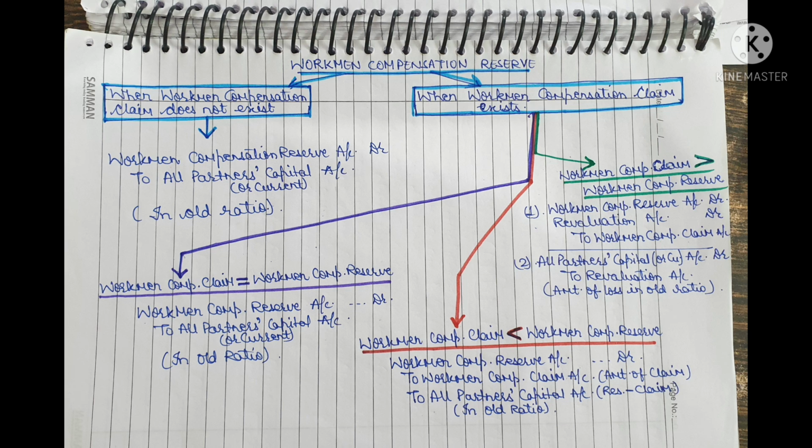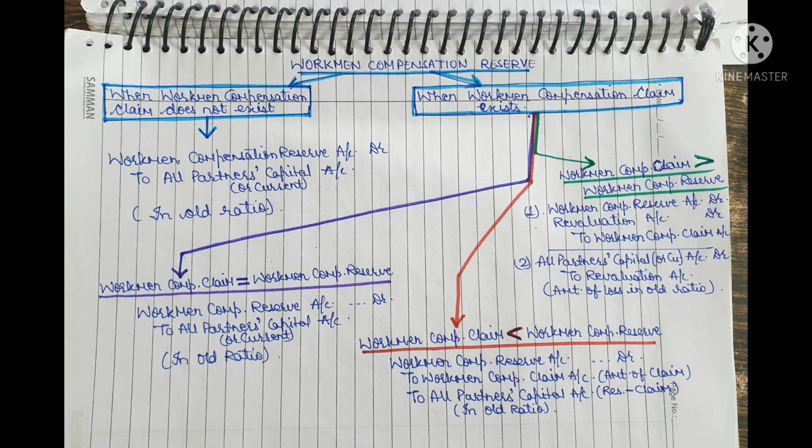Now the last situation which can be in the question is when the workmen's compensation claim is more than workmen's compensation reserve. For instance, the reserve given in the liability side is rupees 10,000 and the claim given in the adjustment or the additional information below the balance sheet in the question is rupees 15,000. In that case, we will be seeking the help of the revaluation account, and another name for revaluation account is profit and loss adjustment account.